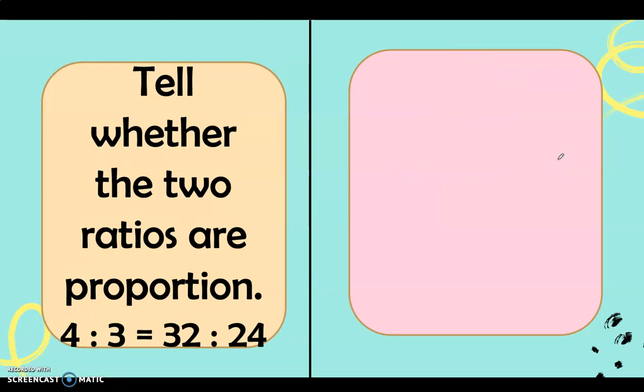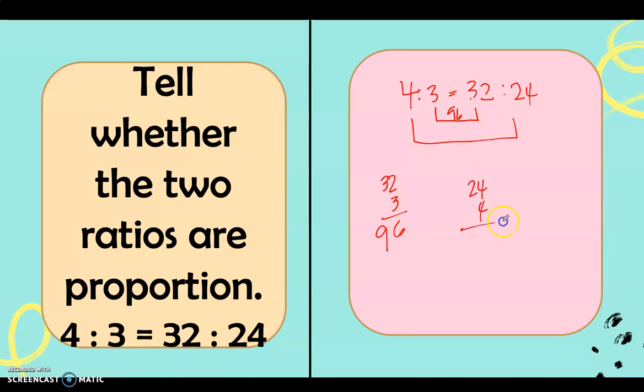Next, tell whether the two ratios are proportion. We have 4:3 is equal to 32:24. So again, you multiply the means and the extremes. If they are equal, then they are proportion. So we have 32 times 3, which is 96, and 24 times 4 is also 96. So the two ratios are proportion. So this is the answer, proportion.